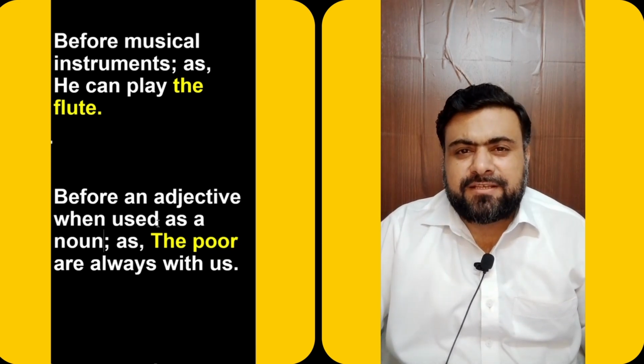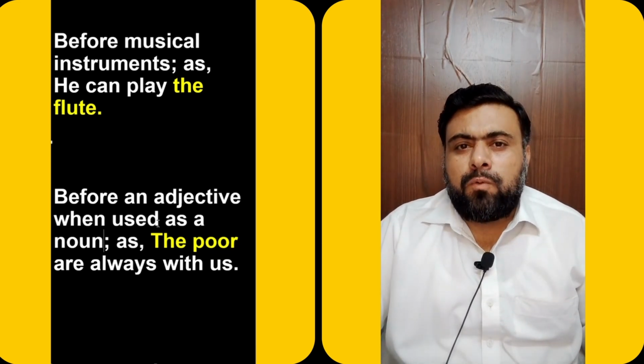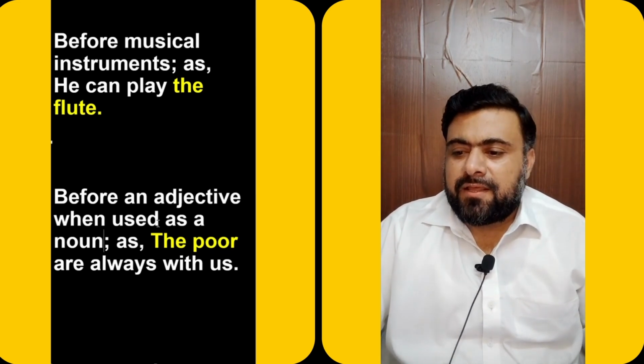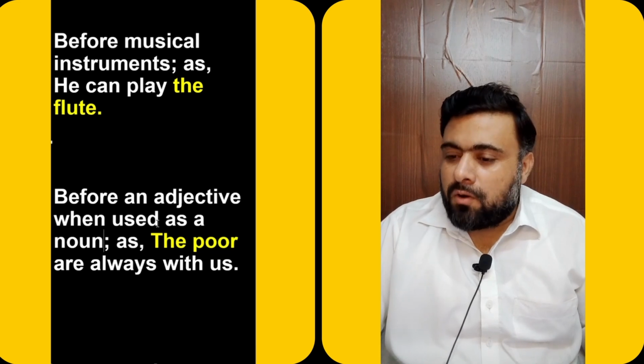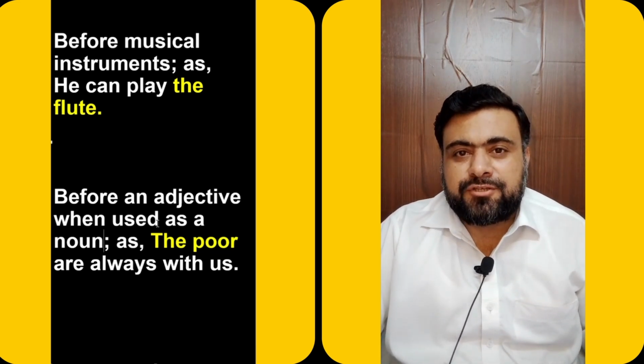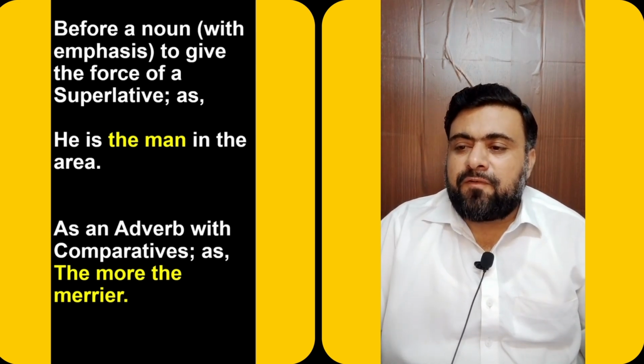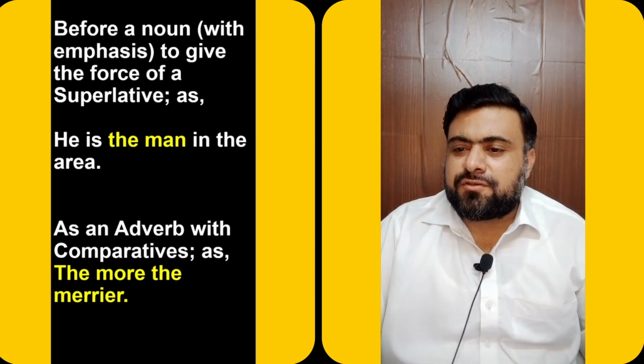Before an adjective when used as a noun. When an adjective is used as a noun, we use the definite article the with that adjective. The poor are always with us. The poor, the rich.